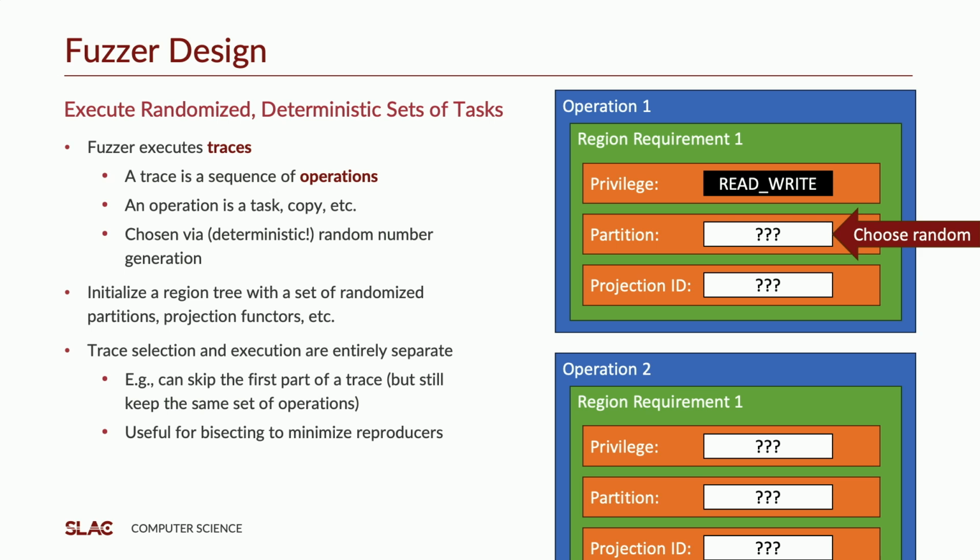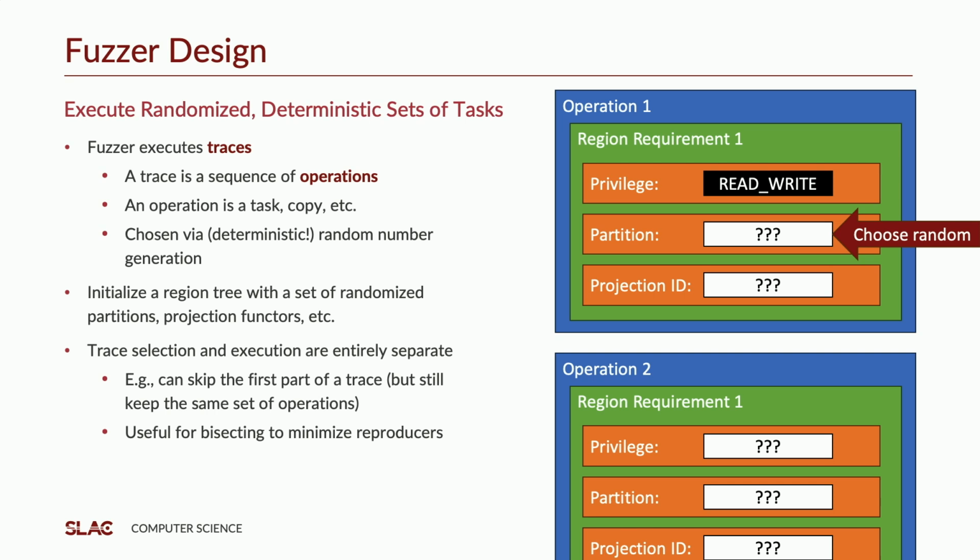One of the key design decisions that I made in this process is that the trace selection and execution are just totally separate. You need the random number generator to generate the trace, and there's a completely separate thing that executes the trace. Part of the reason you do that is you can bisect, right? Suppose you have a trace that has 1,000 operations. Looking at 1,000 operations, if something crashes, that's not really nice.